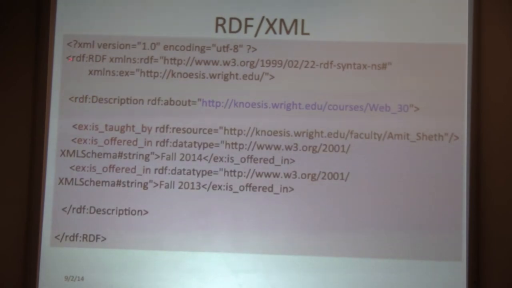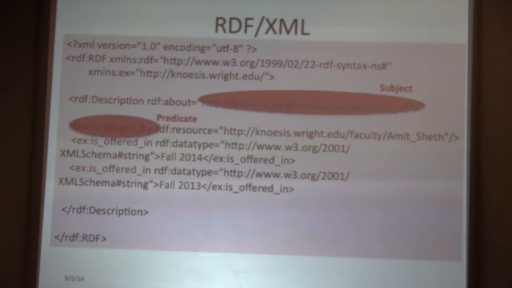Within the RDF document, you see rdf:Description. That means from here it will start creating the constructs for this course web triple, and this is going to be the subject of the triples. And X:taughtBy here is the predicate. And the value of that, the attribute rdf:resource, indicates that it is the object of the triple. So this is the subject, this is the predicate, and this is the object.